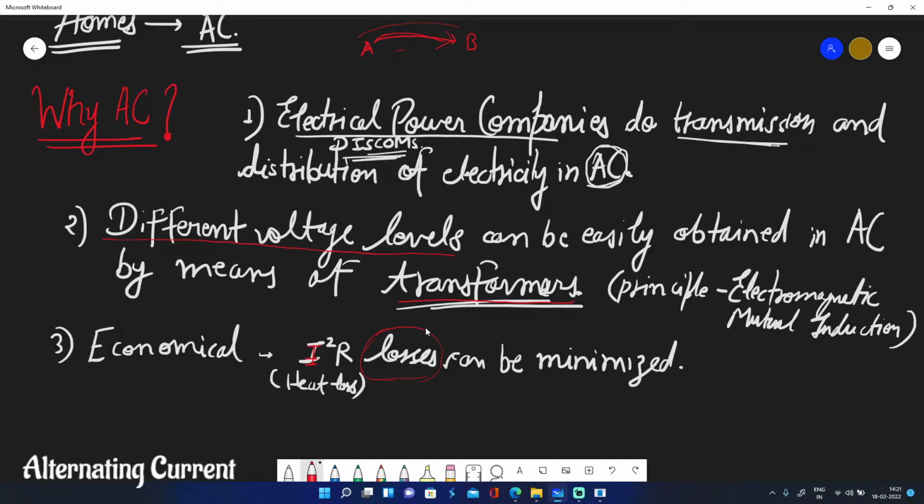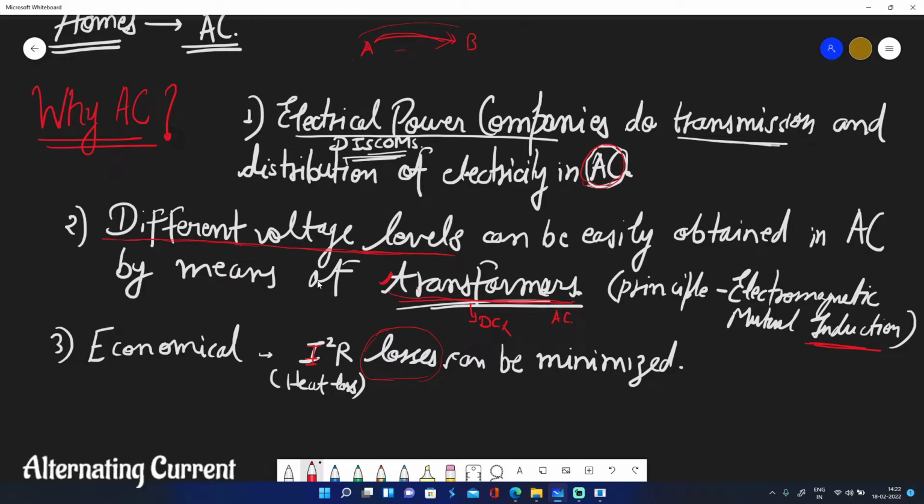Changing the voltage levels is not that easy in DC. It is very easy in AC by means of a transformer, because transformers are operable only when there is AC supply. They can't operate in DC. The working principle is mutual induction, and induction is always possible in AC, where current is changing with respect to time. Current must change with time so that a transformer can operate. That's why different voltages can be easily obtained when we use AC as the electrical power standard.